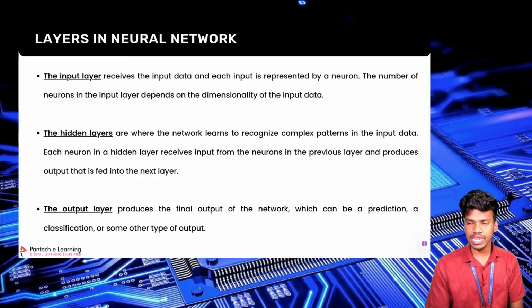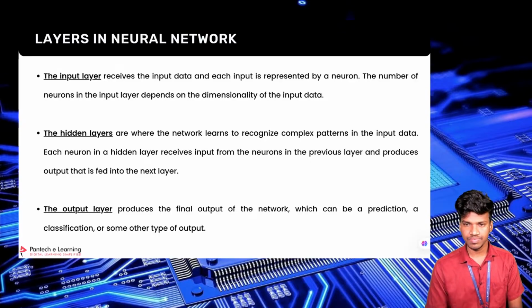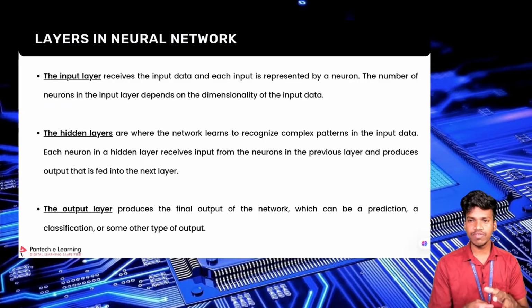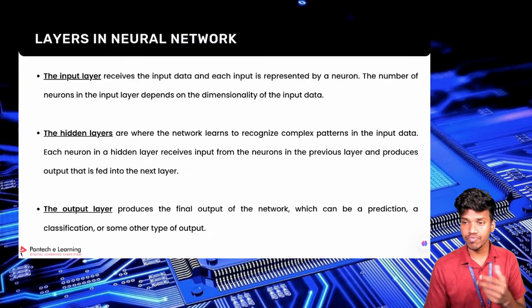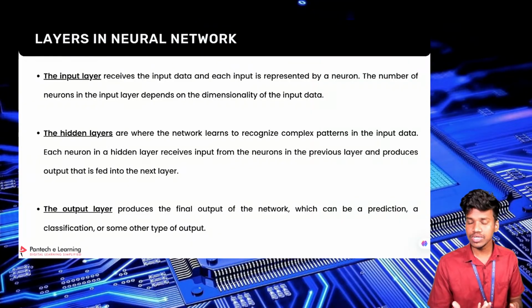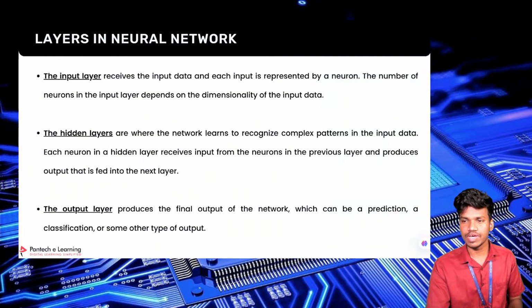The neurons in the previous layer produce output that is fed into the next layer. In the first layer we extract some kind of features. Next, the extracted features are passed to the next layer, fed into the next layer. That is represented here. The hidden layers work in the same format. The output layer produces the final output of the network, which can be a prediction, classification or some other type of output. What kind of output we expect, the output layer will handle in the final step.